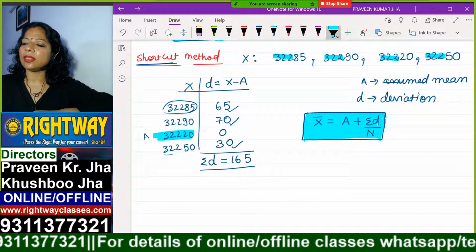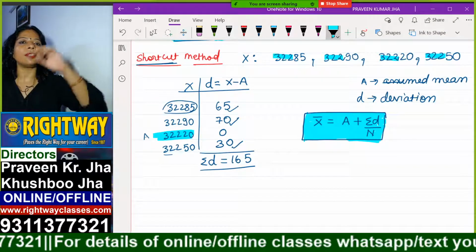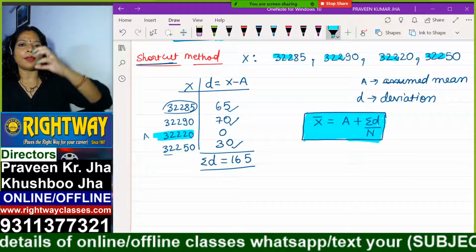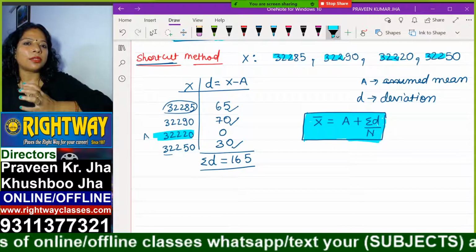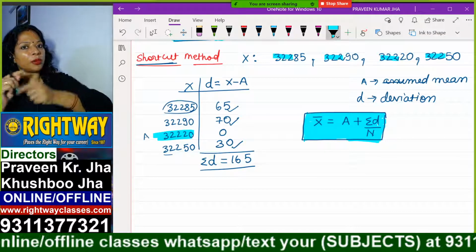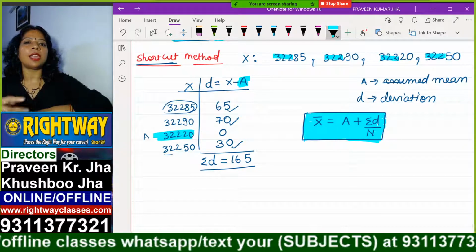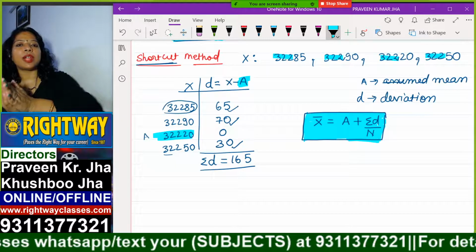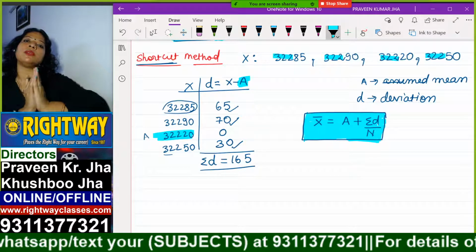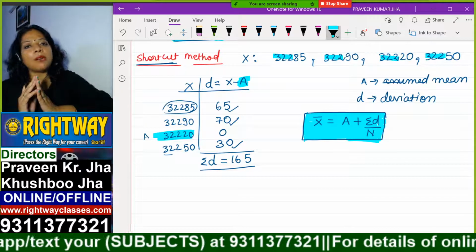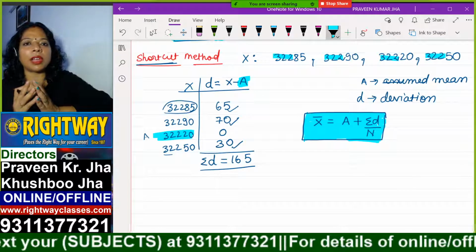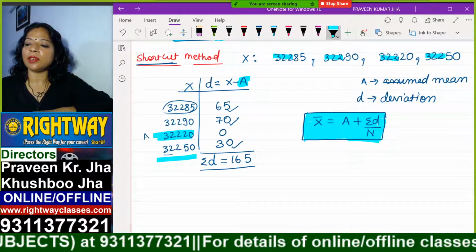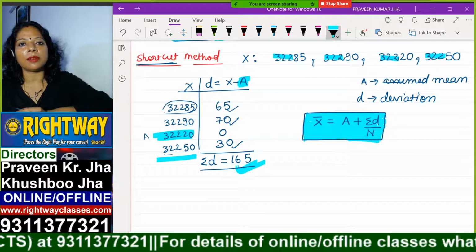Why are we adding this a? Because in stats there is a rule. If we subtract any value from all the values, at the end we have to do the opposite operation. Earlier we subtracted a from each and every data, so at last we add a so that the subtraction effect is cancelled. And why did we subtract? Just to make our calculation easy. It was so difficult to find the summation here, but now it has become easy.